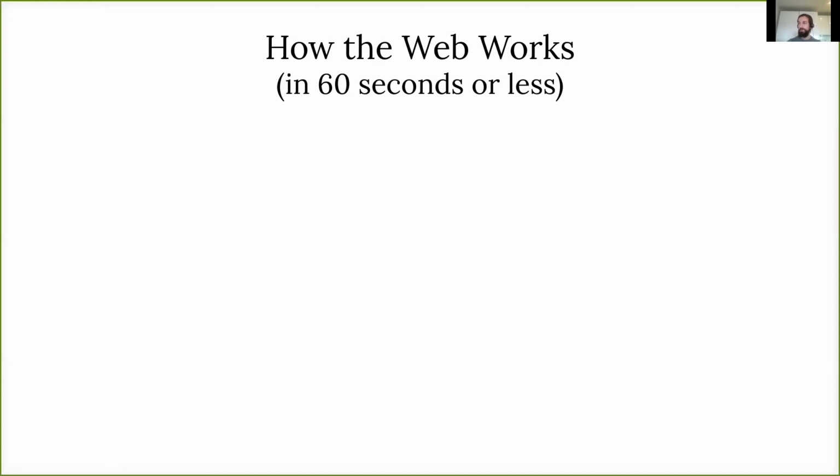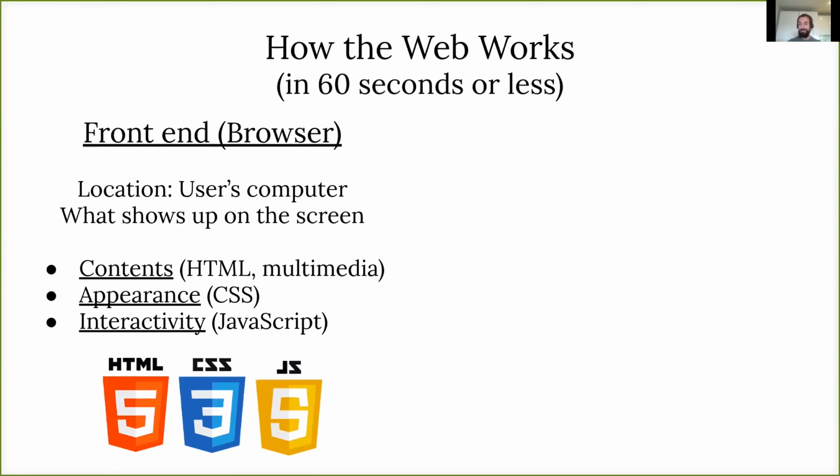But very briefly, the web has two ends. It has a front end, so all the code that runs in your participant's browser or your user's browser, and which affects what shows up on the screen. So we have the contents of the web page, how it looks, how it's interactive and how it moves around. And this is implemented in programming languages like HTML or CSS or JavaScript.